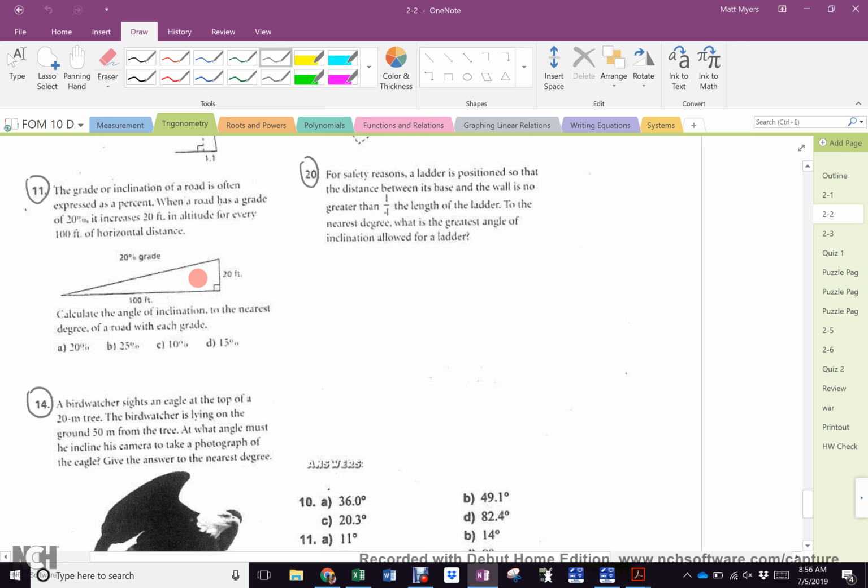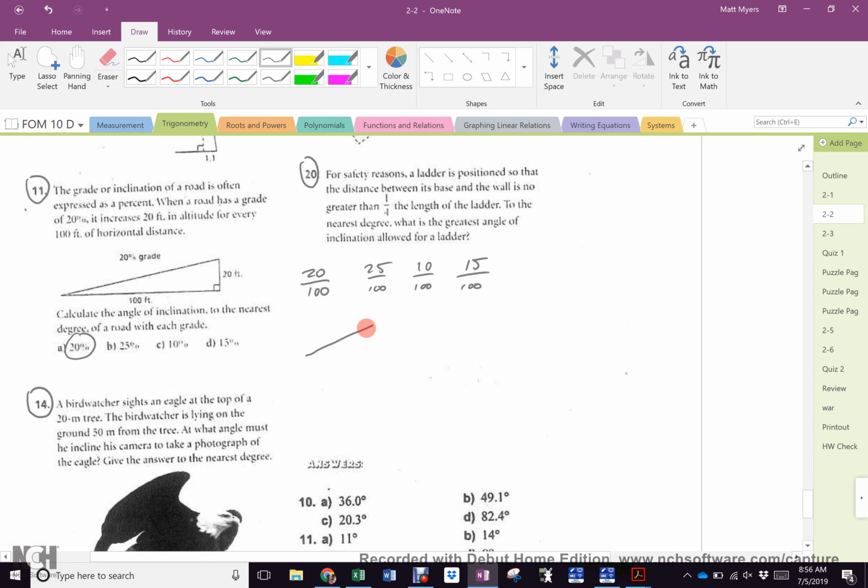Anybody need to talk about 11? Yeah, okay, so this one, that's the 20%, right? Because I go up 20 over 100. So 25 would be 25 over 100, 10 would be 10 over 100, and 15 would be 15 over 100. Is everybody cool with that? That's what percent means, right?